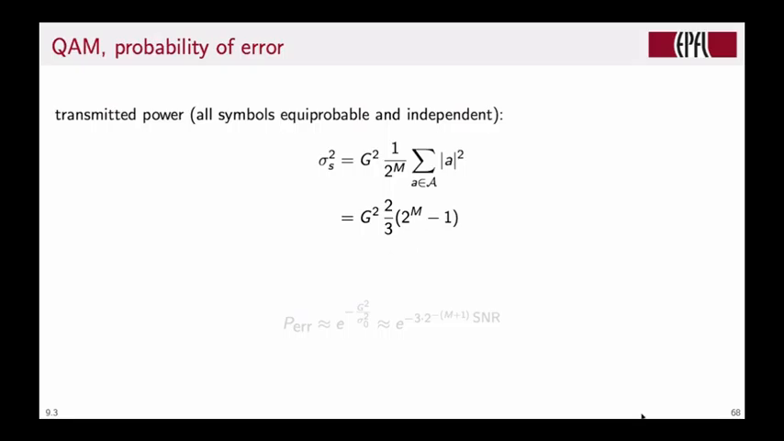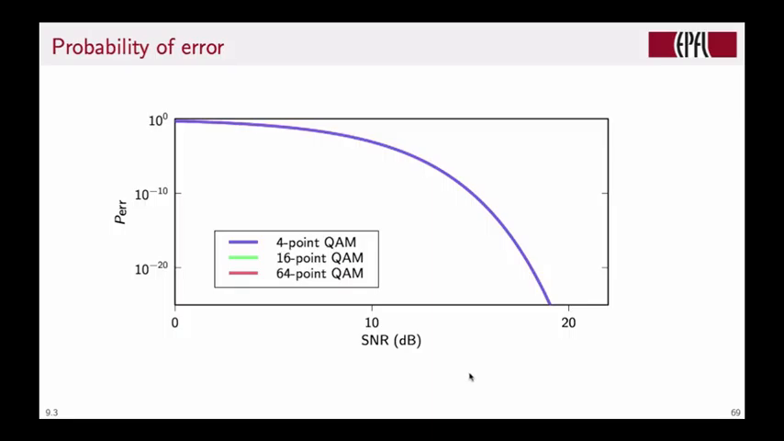Now, if we plug this into the formula for the probability of error that we've seen before, we get that the result is an exponential function where the argument is minus 3 that multiplies 2 to the minus m plus 1 that multiplies the signal-to-noise ratio. We can plot this probability of error in a log-log scale like we did before, and we can parameterize the curve as a function of the number of points in the constellation. So here you have the curve for a 4-point constellation, here's the curve for 16 points, and here's the curve for 64 points.